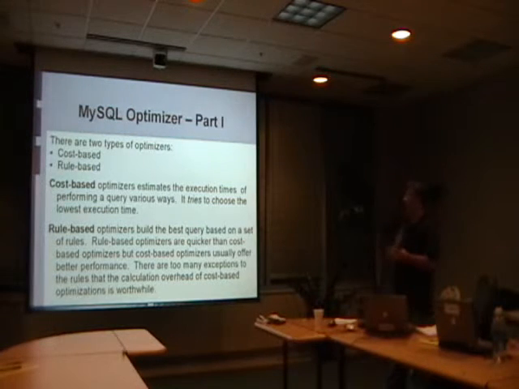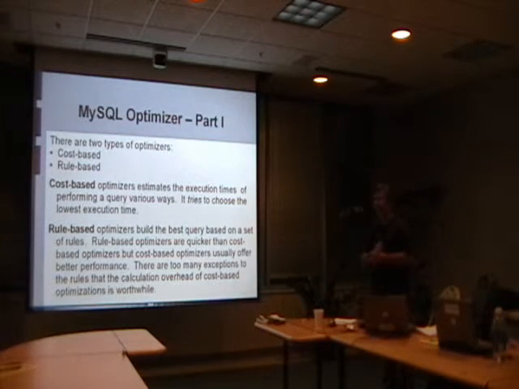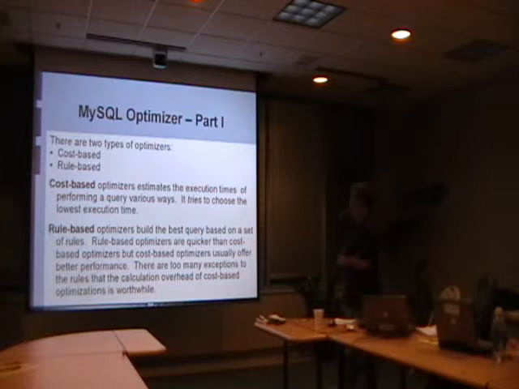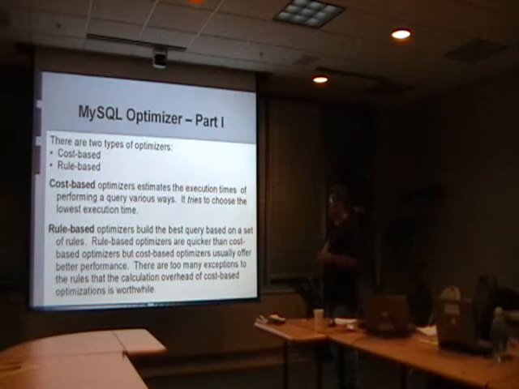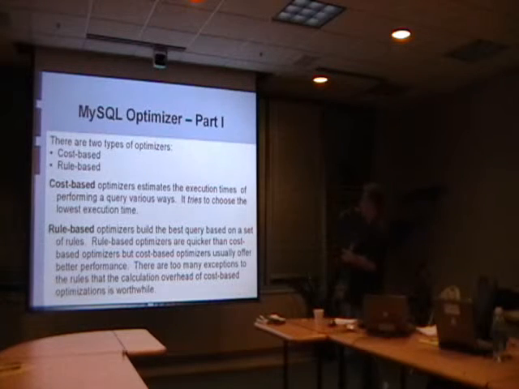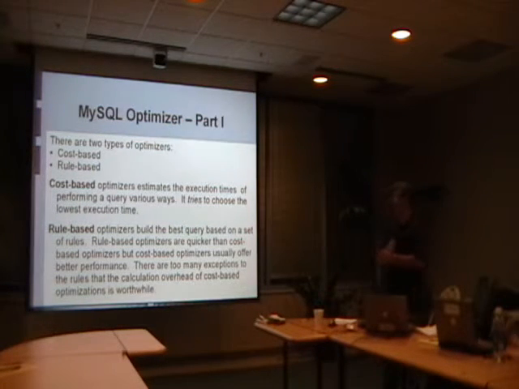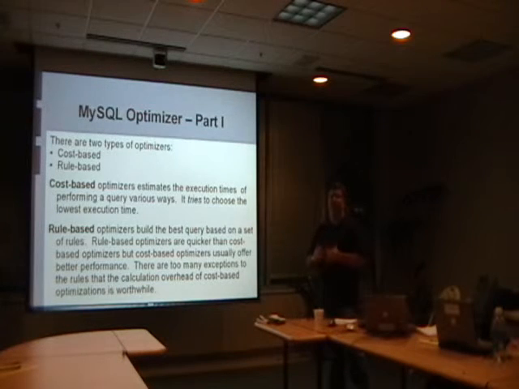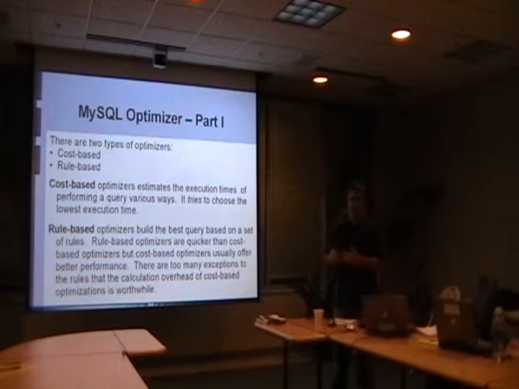Rule-based optimizers are going to be quicker to return something than a cost-based optimizer. But cost-based optimizers usually offer better performance in the long run. Why is that? Because there are too many exceptions to the rules, and the calculation overhead of the cost-based optimizer ends up being worthwhile. In other words, the cost-based optimizer, even though it spends more time coming up with that query, the query is going to tend to run faster. Okay?